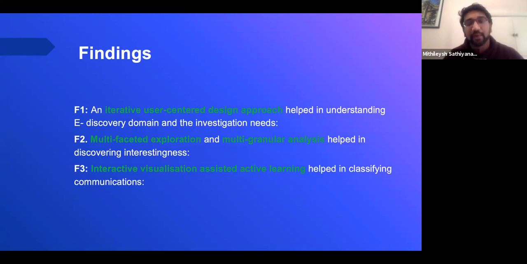So that forms a multifaceted exploration. Multi-granular is nothing but breaking the time into different forms. That is, you start breaking it into years, months, days, minutes, and seconds. It could be weekdays, weekends. That is what is called multi-granular analysis. In terms of finding 3, we developed something called a visualization-assisted active learning approach. This helps in classifying the communications that have taken place between patients, consultants, and other healthcare professionals. So these are the 3 findings we were able to capture.